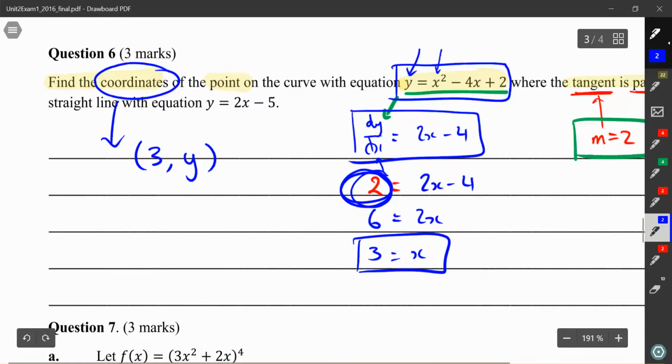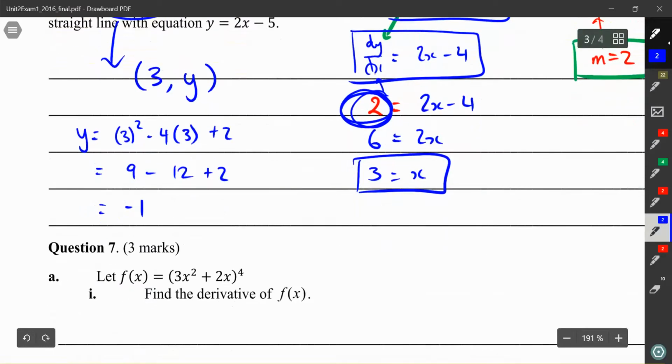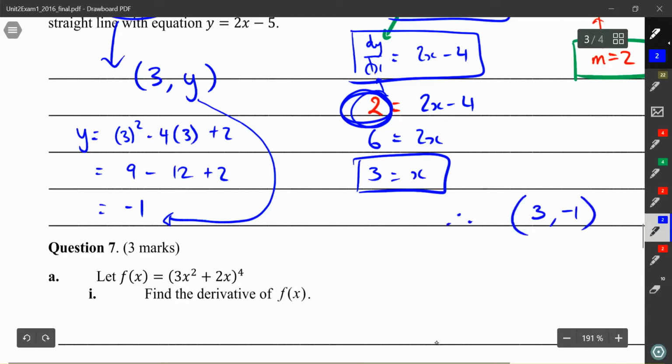Okay, but here we go. We're going to find y. y is equal to 3 squared minus 4 times 3 plus 2. And we get 9 minus 12 plus 2. And what is that? 9 plus 2 is 11. 11 minus 12 is negative 1. So that just tells me that the y coordinate is negative 1. So what are the coordinates? The coordinates are when x is 3, y is negative 1.